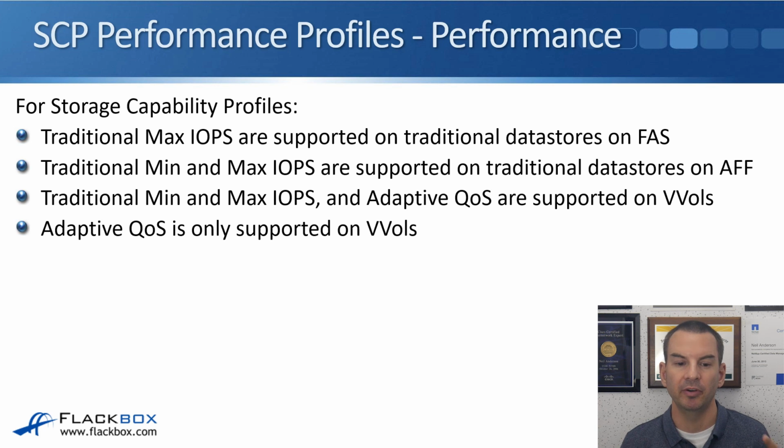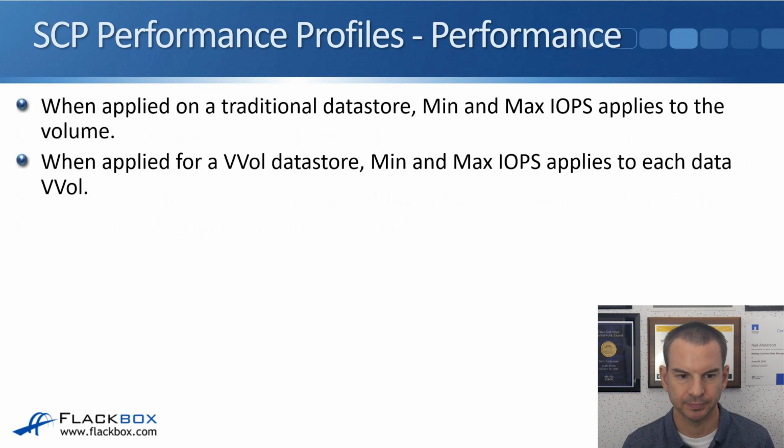For your storage capability profiles, traditional max IOPS are supported on traditional data stores on FAS. Traditional min and max IOPS are supported on traditional data stores on AFF. So traditional minimum on traditional data stores is only on AFF. It's not supported on FAS systems. You can only do max IOPS on FAS. Traditional min and max IOPS and adaptive QoS are supported on vVols. So adaptive QoS is only supported on vVols. It's not supported on traditional data stores. Okay, so those are the caveats and the limitations there.